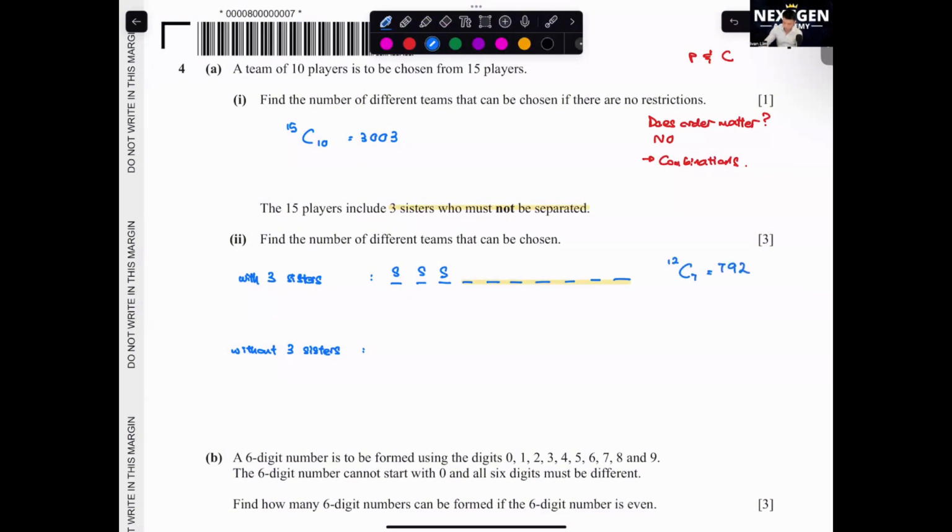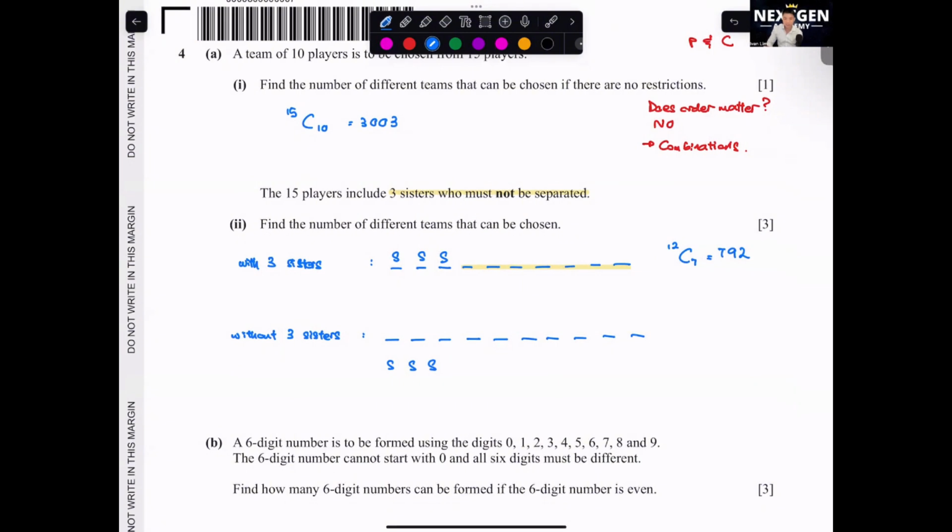This will be 792. Okay, if without 3 sisters, means 1, 2, 3, 4, 5, 6, 7, 8, 9, 10. Sisters, okay, we kick them out, because we don't like the sisters here. So they're not inside the team. So you can only choose from the other 12, but now you got 10 spaces to fill up. So this one will be 12C10. 12C10 will be equals to 66. Total, you add up both of it together. 792 plus 66, which is equals to 858. This is your final answer.